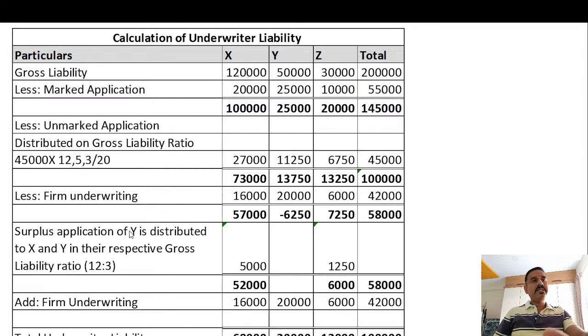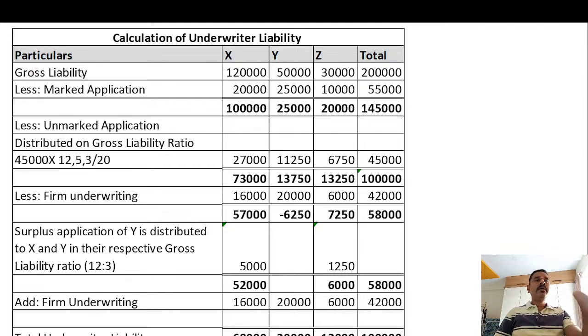Because you are minusing here to know their liability, if any surplus is there or their liability is there. If any surplus is there, then again you have to distribute it to the other liability holders. Then whatever firm underwriting is there, you have to add back, that is 16,000, 20,000, 6,000. So totally you will come to know the total underwriter liability, that is 68,000, 20,000 and 12,000. This is the total underwriter liability.